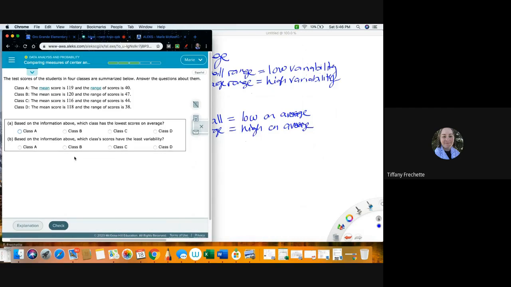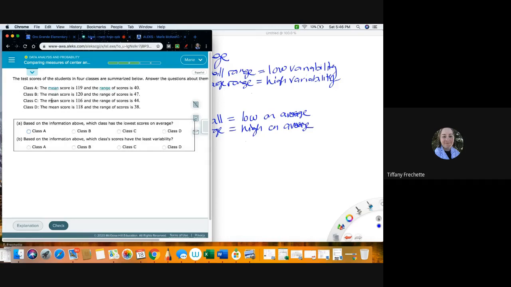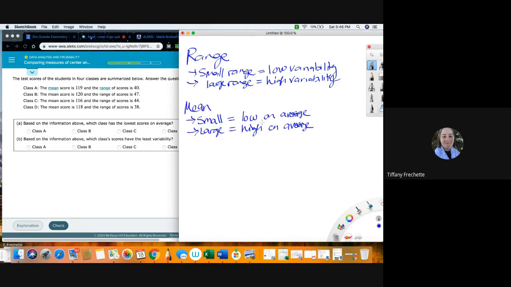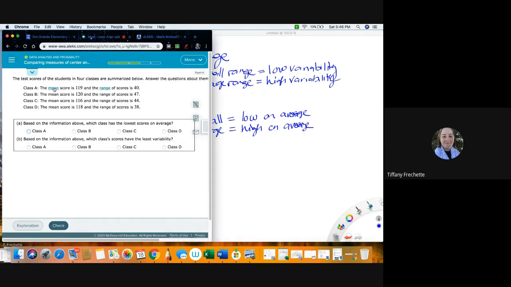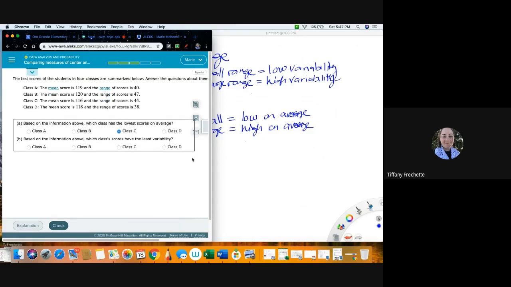The test scores of the students in 4 classes are summarized below. So we have the mean of the students, and we have the range of their scores. Based on the information above, which class has the lowest scores on average? So let's go on average. Low, that means a small mean. So let's go here and find the smallest mean, which would be 116. So that's class C. And then based on the information above, which class's scores have the least variability?